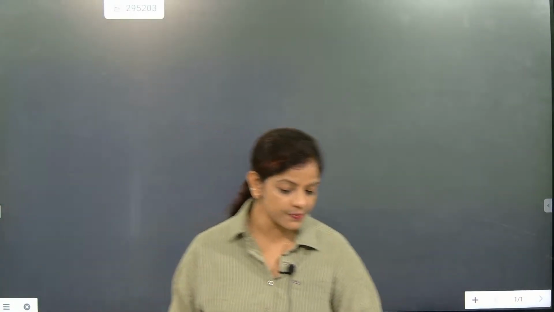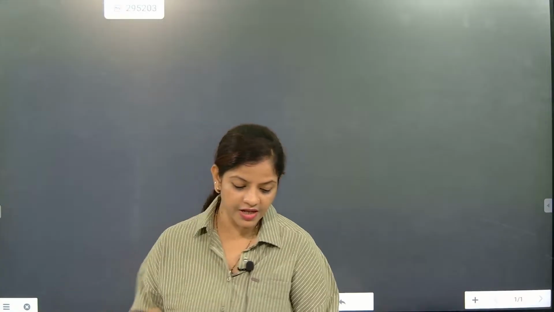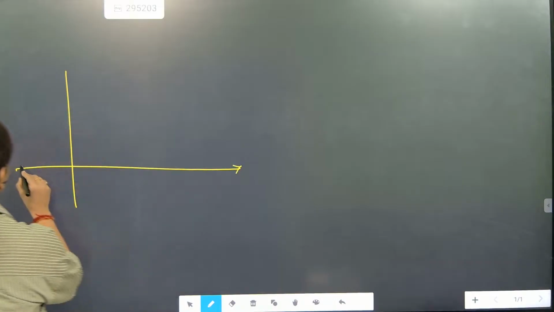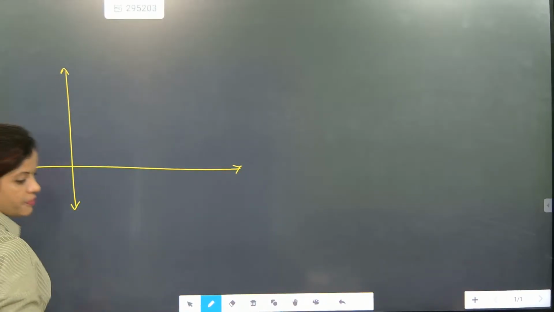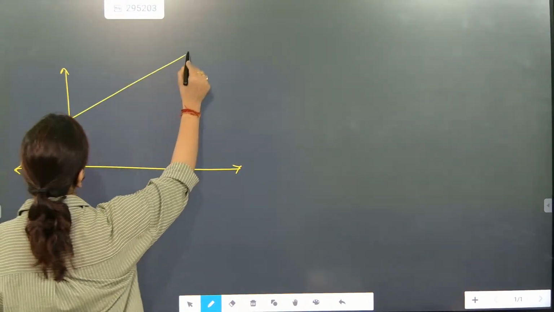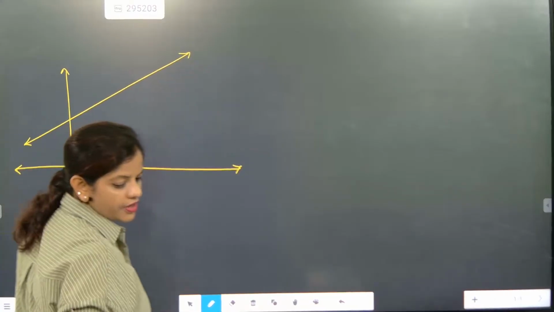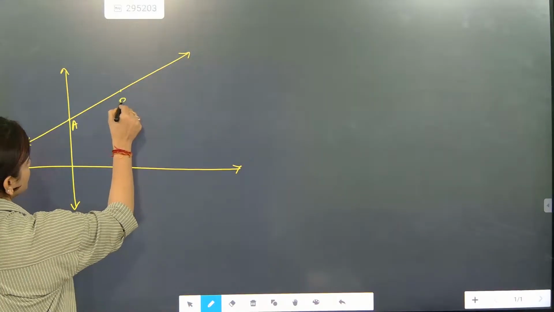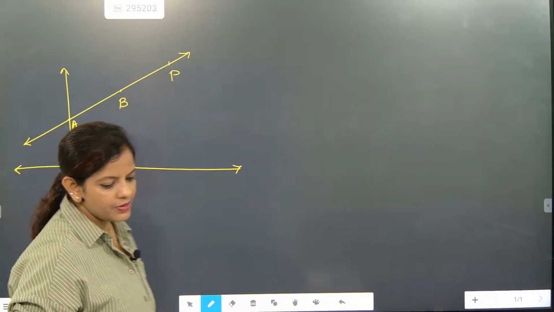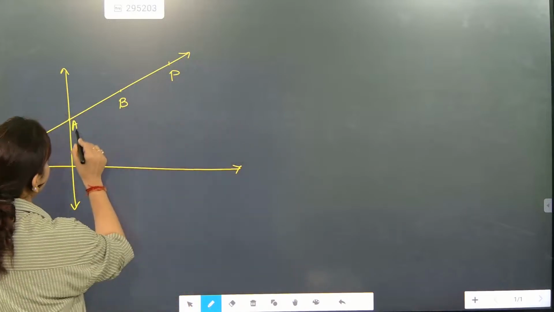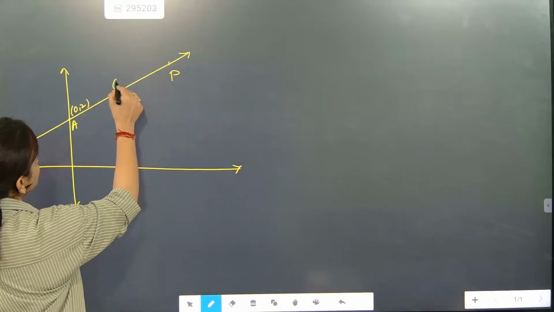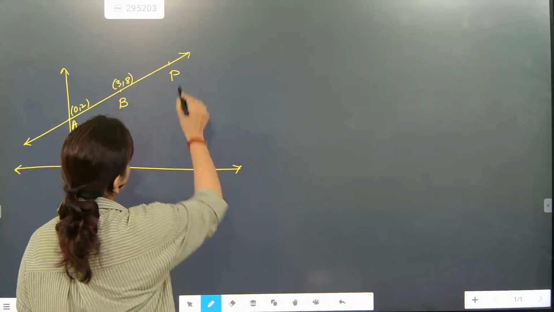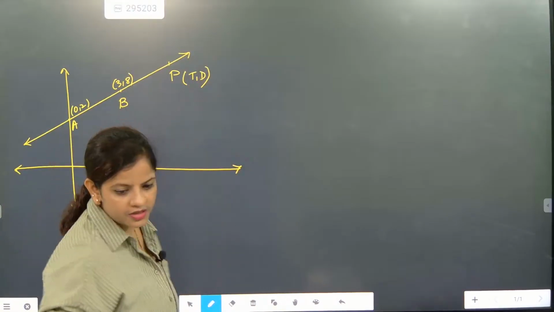Our next question is, one figure is there. I'm going to draw the figure. Please kindly check this one out. So this is the part which is drawn. Now here A, B, P points are there, with values 0, 2, 3, 8. This point is 0, 2, 3, 8. And the last part is T, D. This much is given.